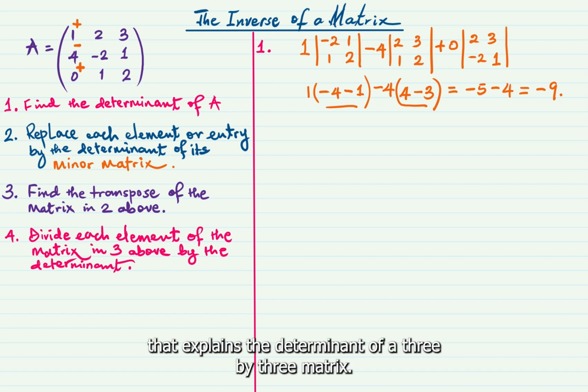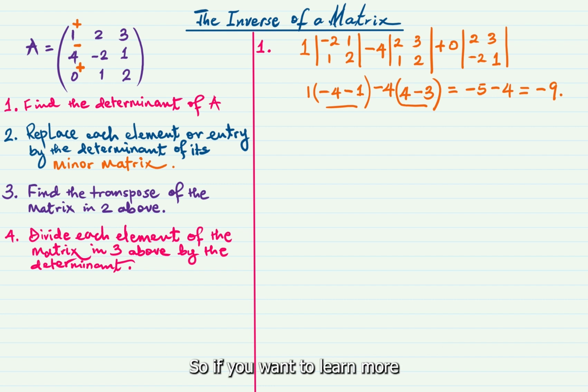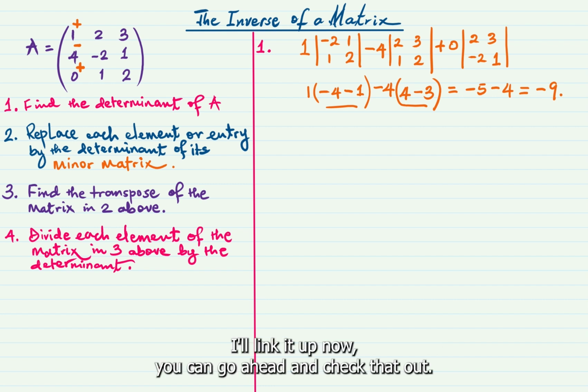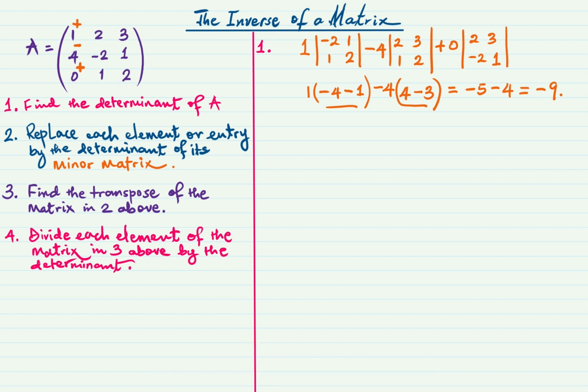I've made a video that explains the determinant of a 3 by 3 matrix. So if you want to learn more, I'll link it up now. You can go ahead and check that out. It explains in detail how you would find the determinant of the matrix A using any row or any column you want. Next, we go to step 2.